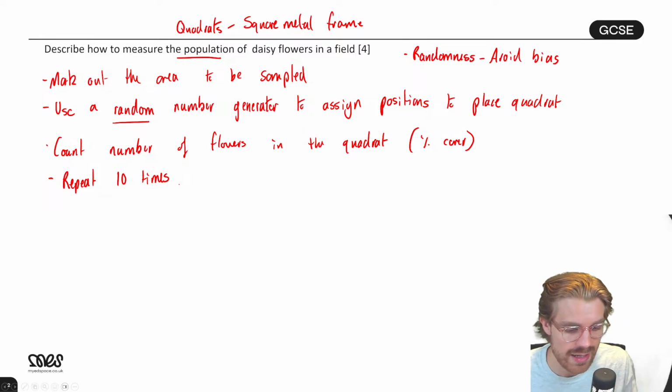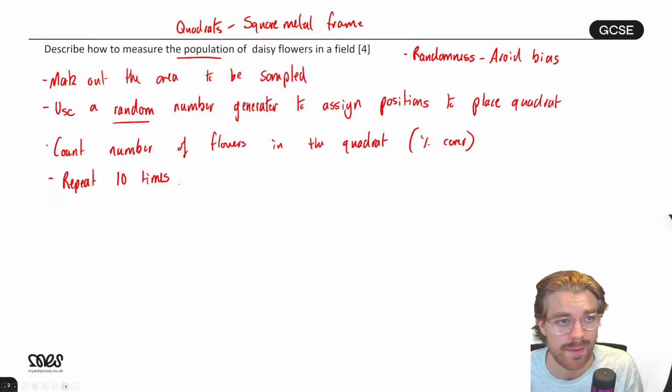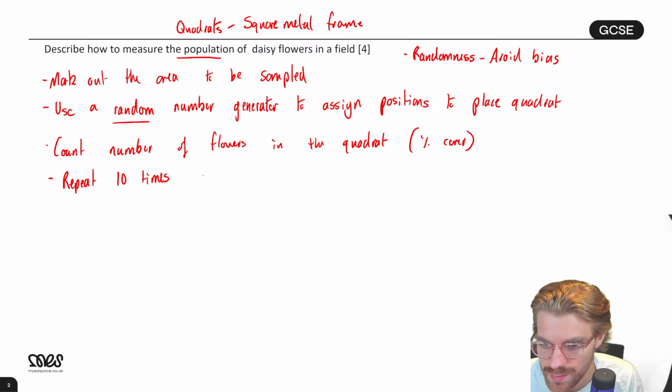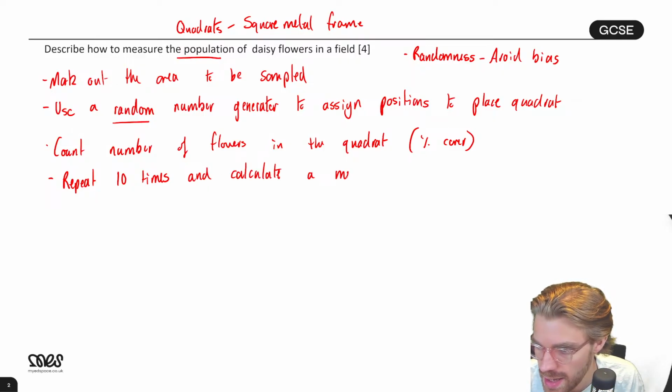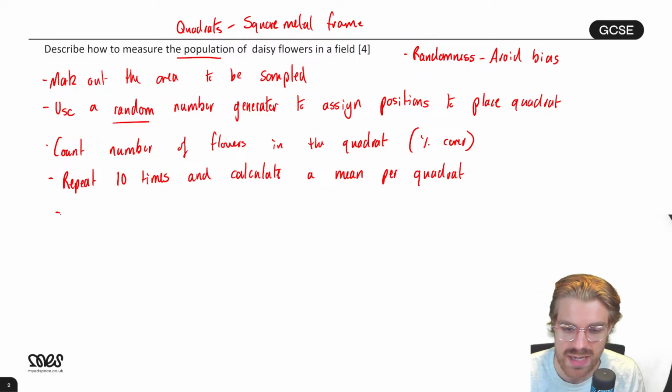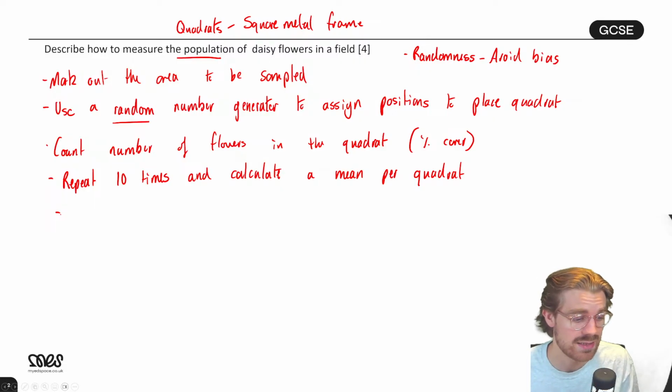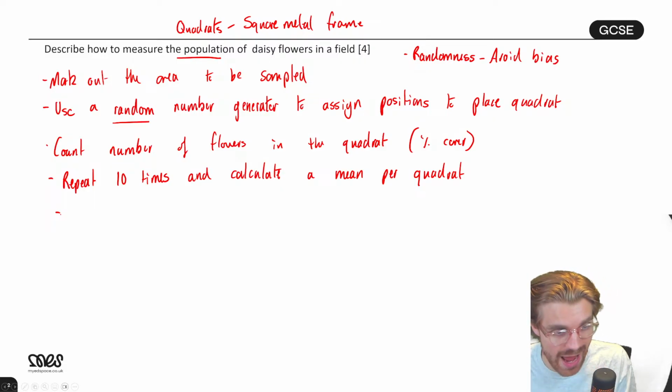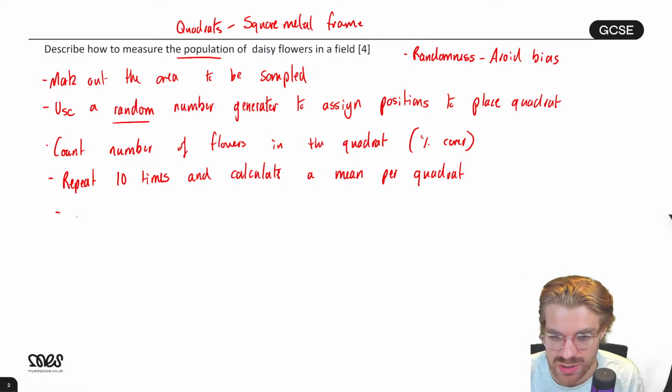And then whenever in an experiment we talk about repetition, we're going to talk about repeat and calculate a mean. Repeat 10 times and calculate a mean. And this would be mean per quadrat. Once we've got the mean number per quadrat, I then need to determine the mean number for the area, so the mean per meter squared.